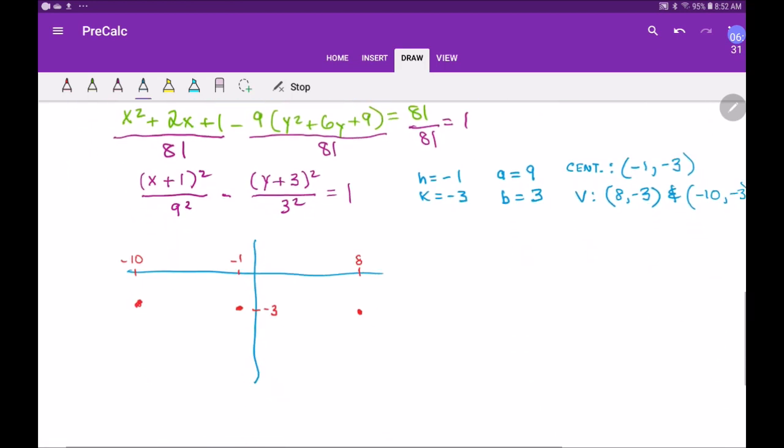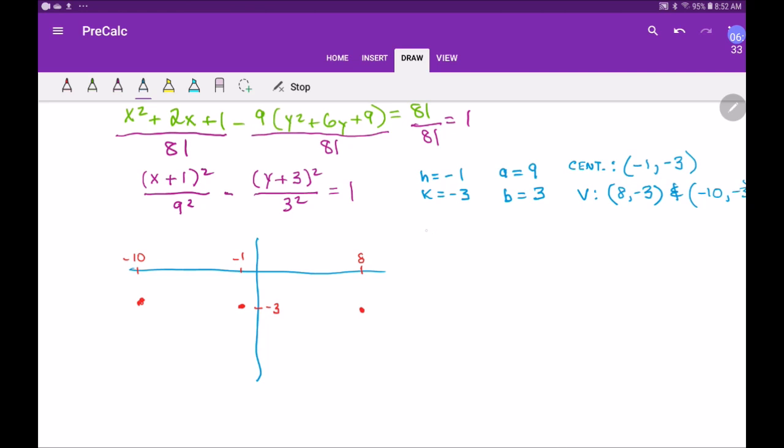So let's see, the foci. For the foci, I'm going to have to say c squared is equal to a squared and b squared. And because I have a negative sign there, I'm going to use a positive because I always use the opposite. So I'm going to say positive. So c squared is equal to 9 squared plus 3 squared. And c is equal to the square root of 81 plus 9, or the square root of 90.